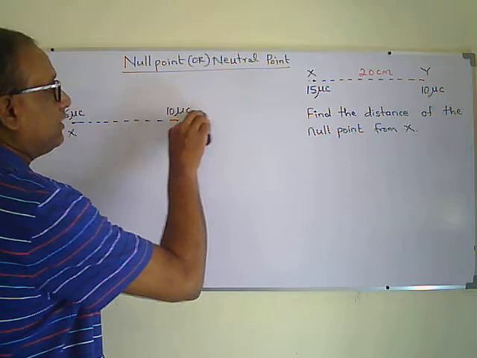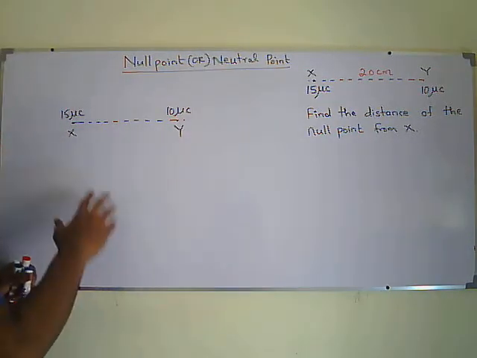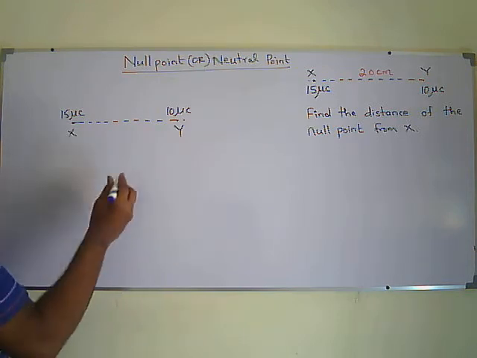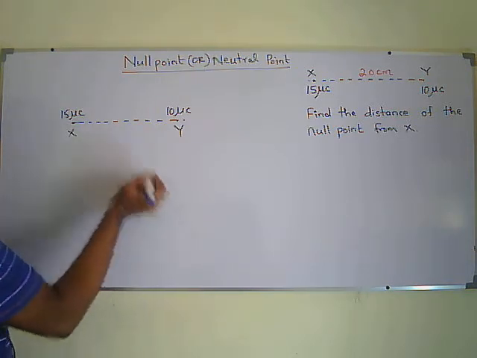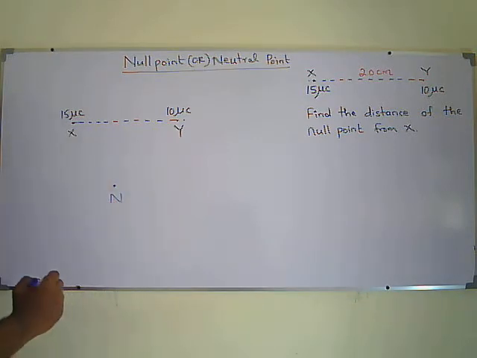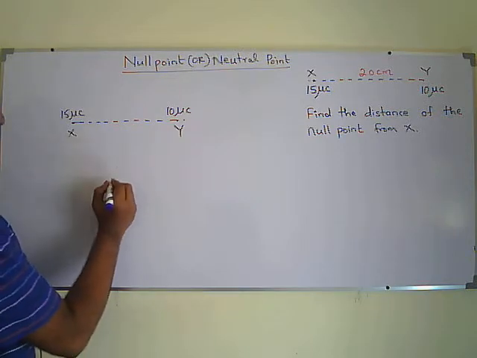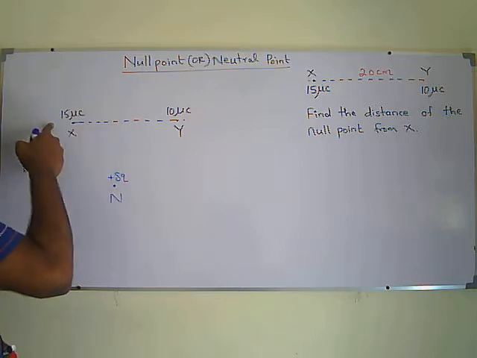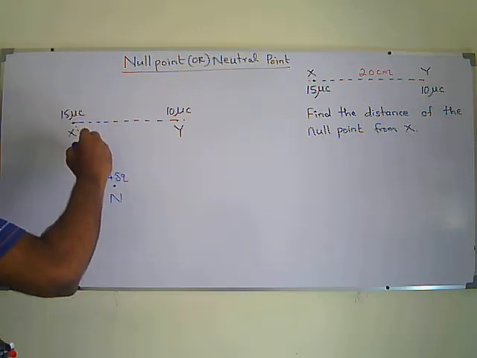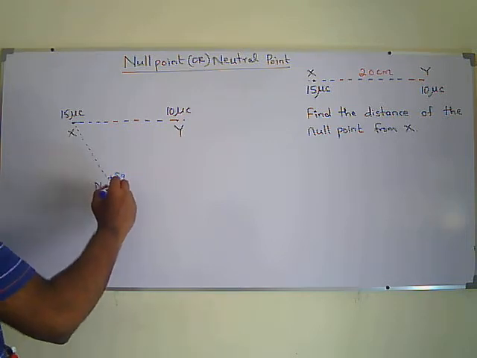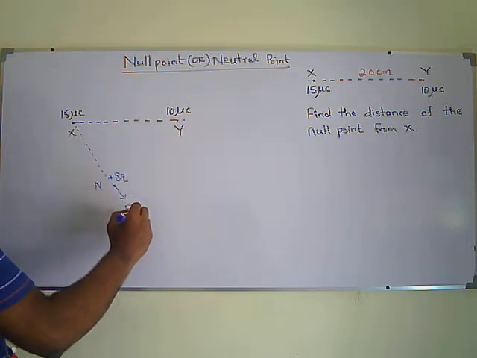Then we'll try to find a point somewhere out of this line XY. So imagine a point somewhere here in space, an arbitrary point. I can take here or here or here, just randomly I'm taking a point here. Is it possible? Can N be a null point? We'll try to keep a positive test charge. If I keep a positive test charge at this point, the 15 microcoulomb will repel it, so that will be along this direction. So E1 will be in this direction.